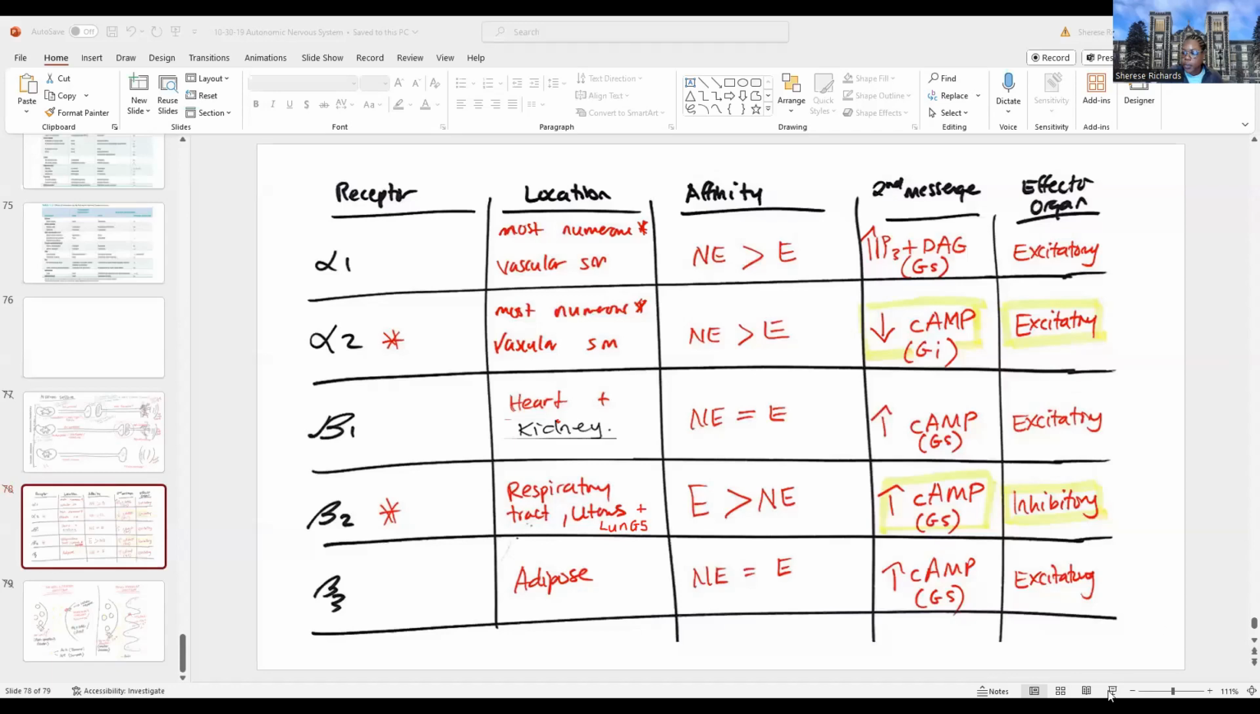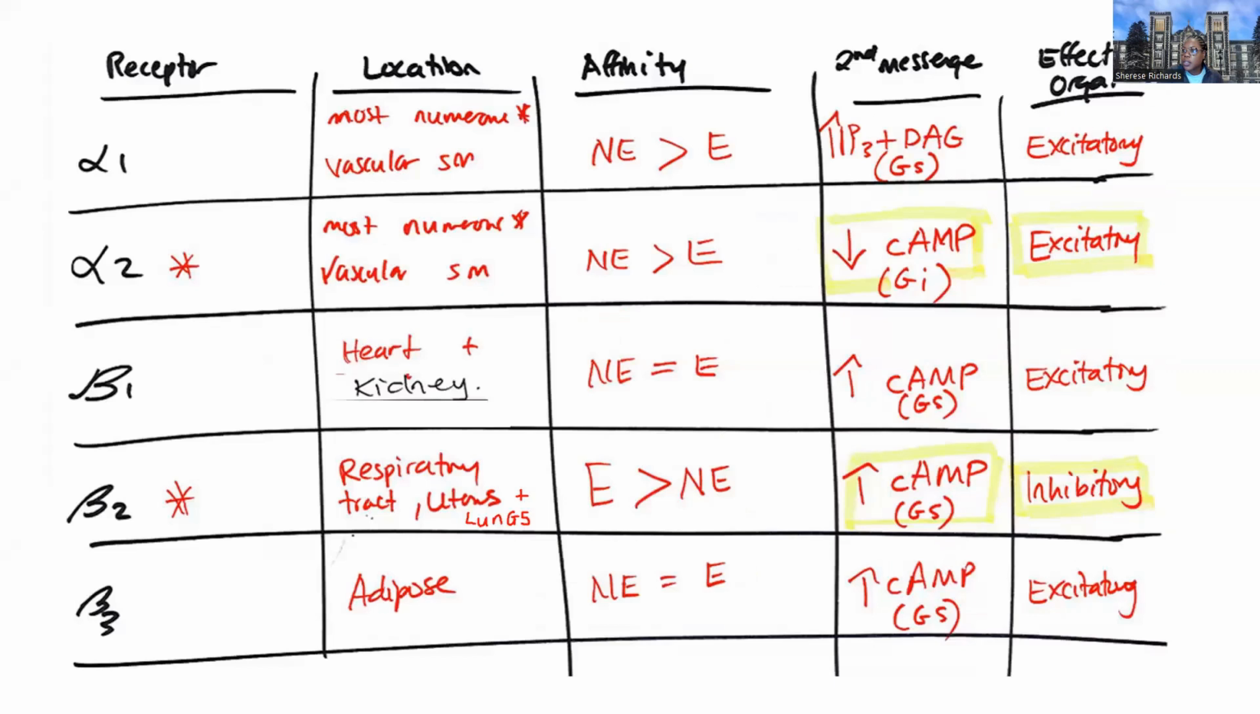Look at and quickly review the receptor types. You will be expected to know their second messenger and their effect on their tissue. So, where they're located, their varying affinity, their second messenger, and their effector tissue. Just to review that here.